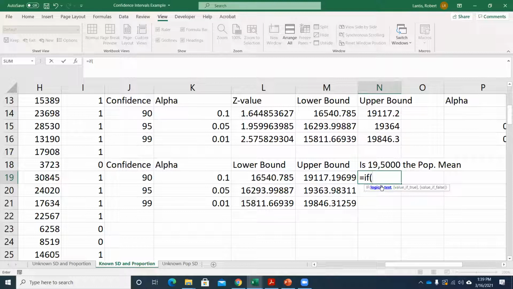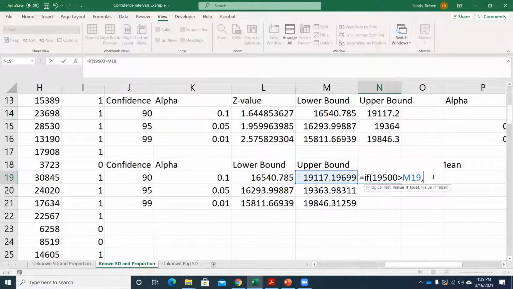The test that we're trying to run. So what we want to know is if 19,500, and probably, actually, I have an extra 0 in there. So 19,500, if that is greater than my upper bound, right? If that's true, okay, then put, what would we say?